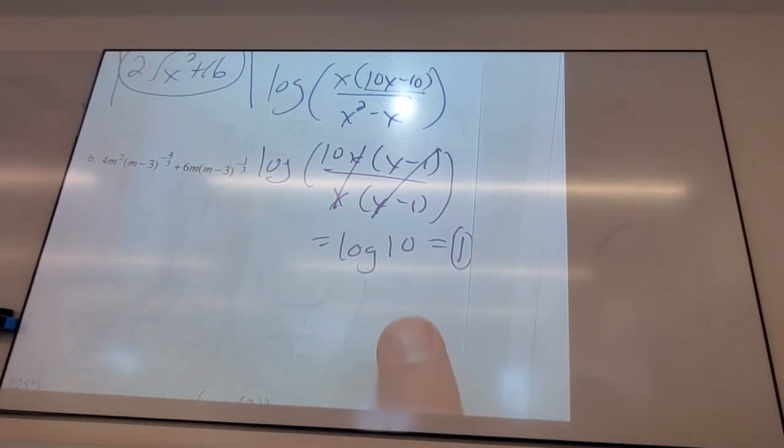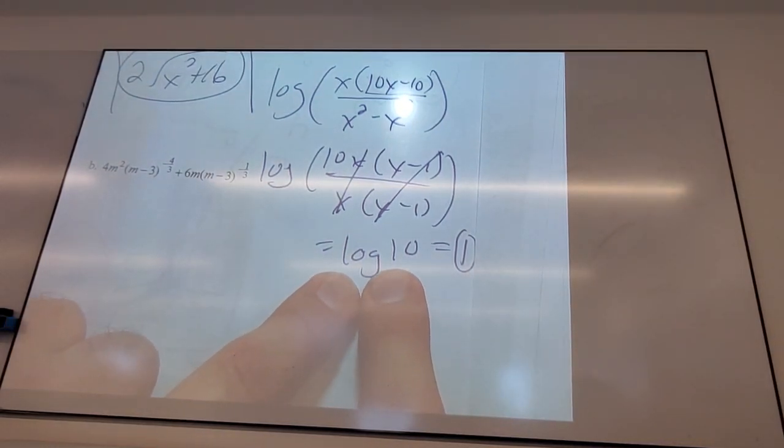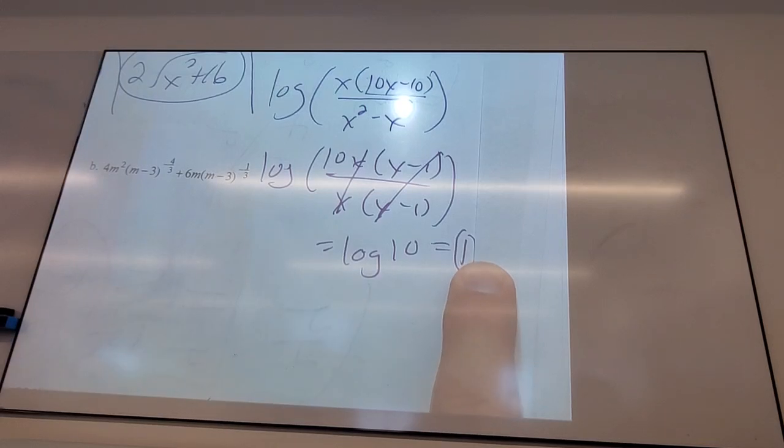So this question is, what power does 10 need on it to become 10? Well, of course, power.